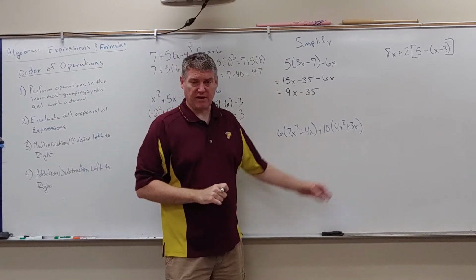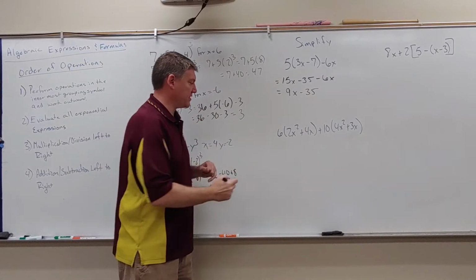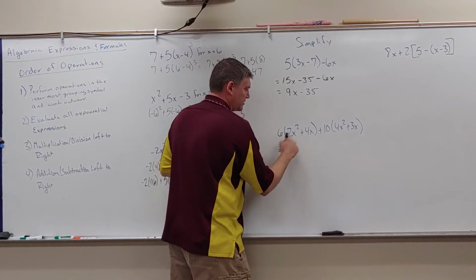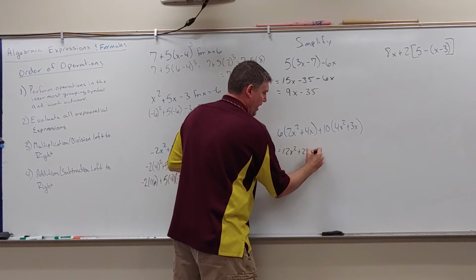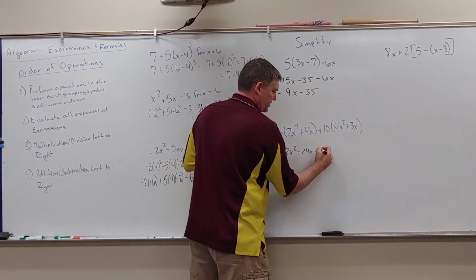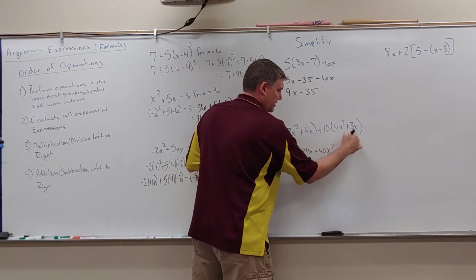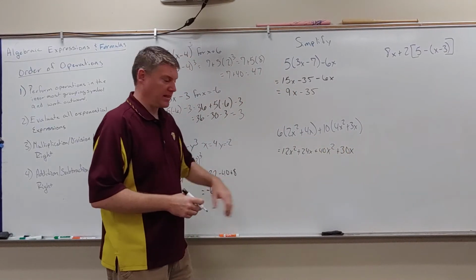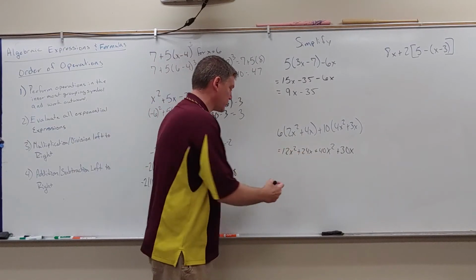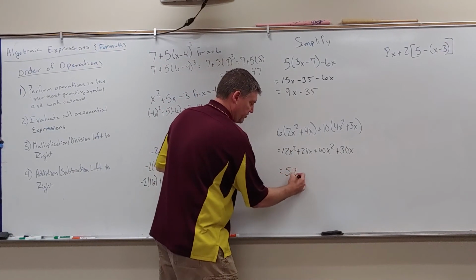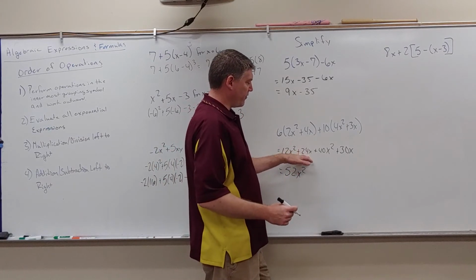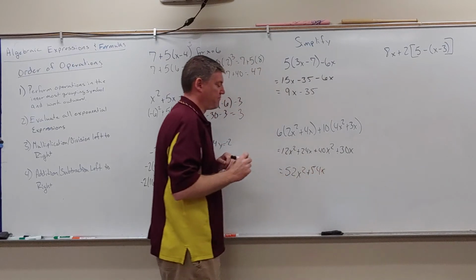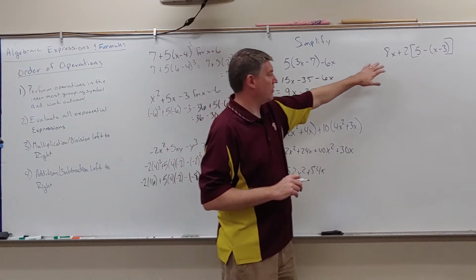So that gives me 9x minus 35. Here's my next one. So I have two distribution problems and then some simplifying. 6 times 2x is 12x squared. 6 times 4 is 24x. 10 times 4x is 40x squared. 10 times 3x is 30x. Now I got to combine my like terms. So I have a 12x squared and a 40x squared. Those combine to give me 52x squared. 24x and 30x give me 54x. Okay.